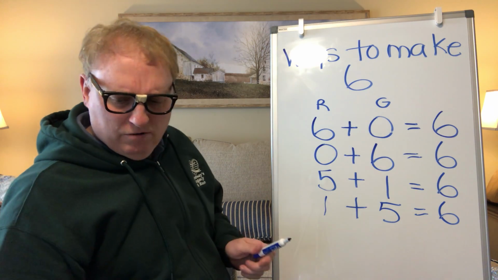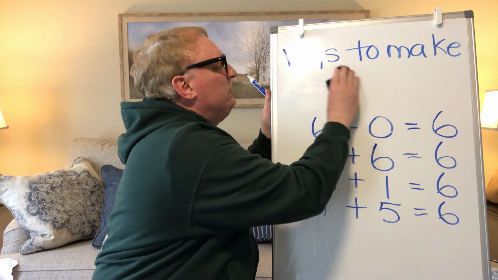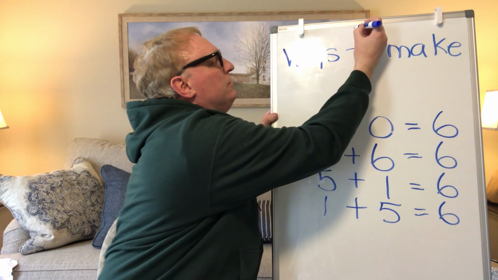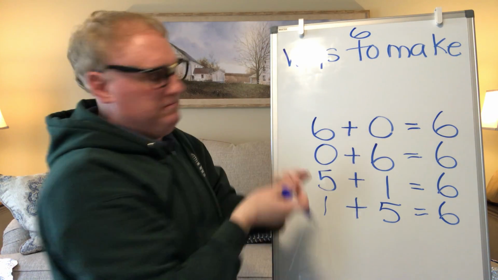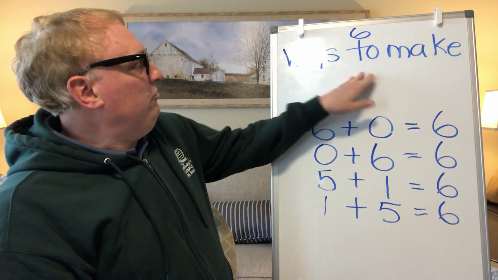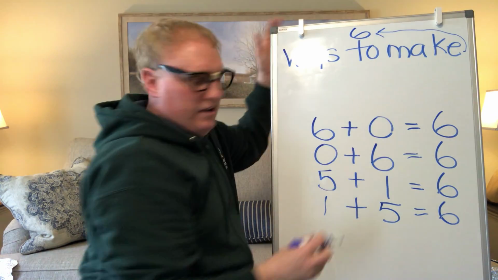I've run out of room already. So we're going to make some room up top here. Remember, we're working on ways to make the number 6. All right. Now it says ways to make, and then we'll draw a line up here, 6. All right, here we go.